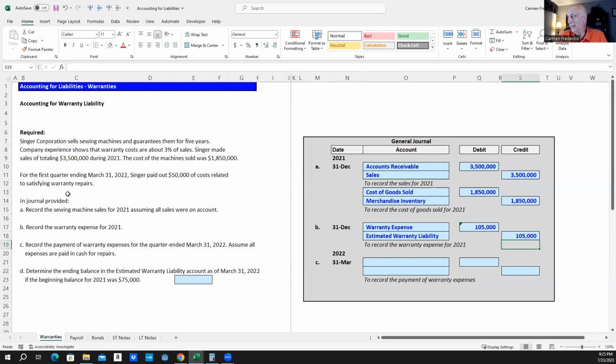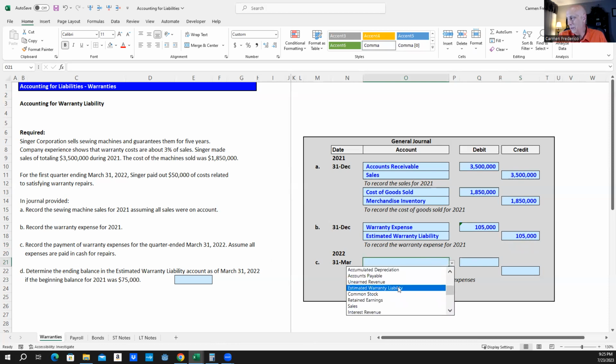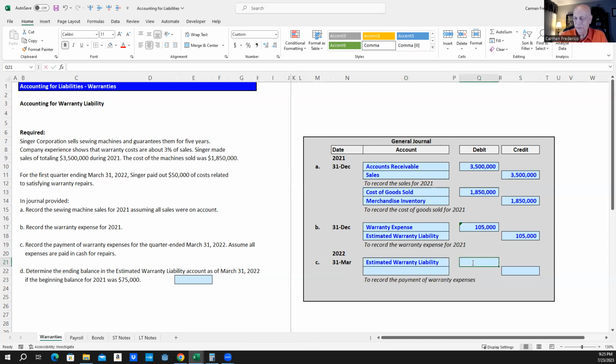So what happens at the end of the first quarter of 2022? Singer paid out $50,000 of costs related to satisfying warranty repairs. Let's just assume it's all cash out the door. So what happens? We're going to debit, or take some money out of, this liability account. So we're going to debit the estimated warranty liability for the amount of warranties we satisfied, and we're going to credit cash to pay. Cash was paid out for these warranty repairs or what have you. Okay, so that's how you account for warranties.